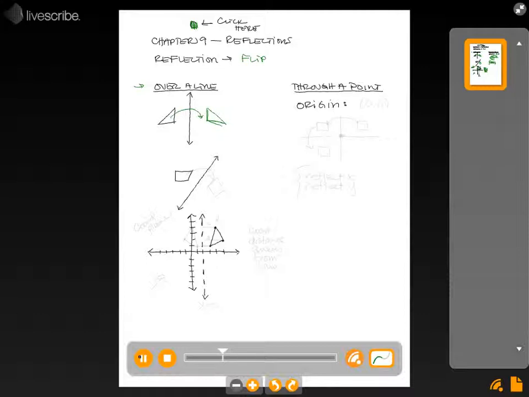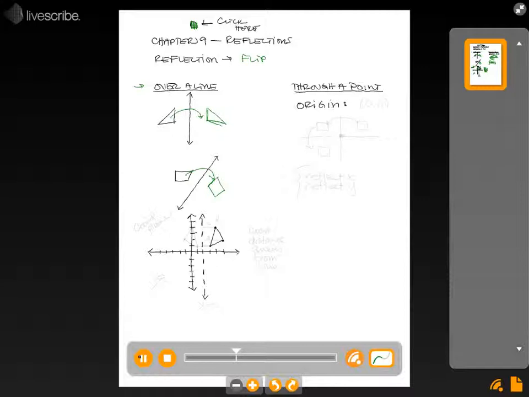Second example here, same idea. The difference is we reflected over a vertical line. Now we're going to reflect over a line that's on a diagonal. So we're going to flip this over here. Should be about basically the same shape. Okay? And it just flips. It's the same shape again, just a different orientation.